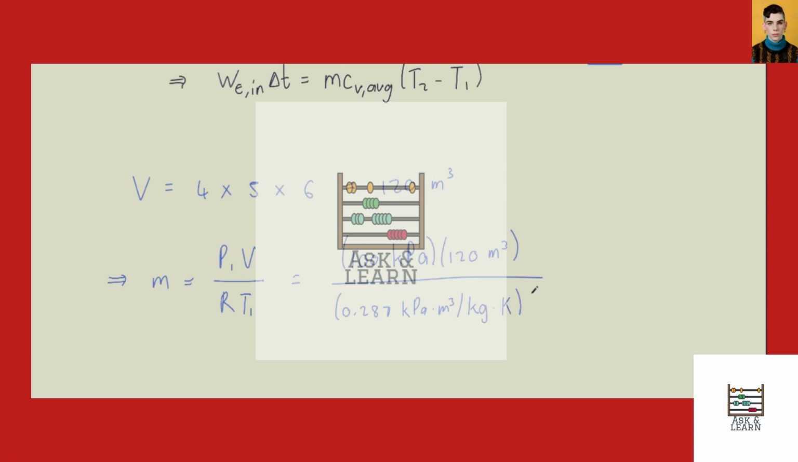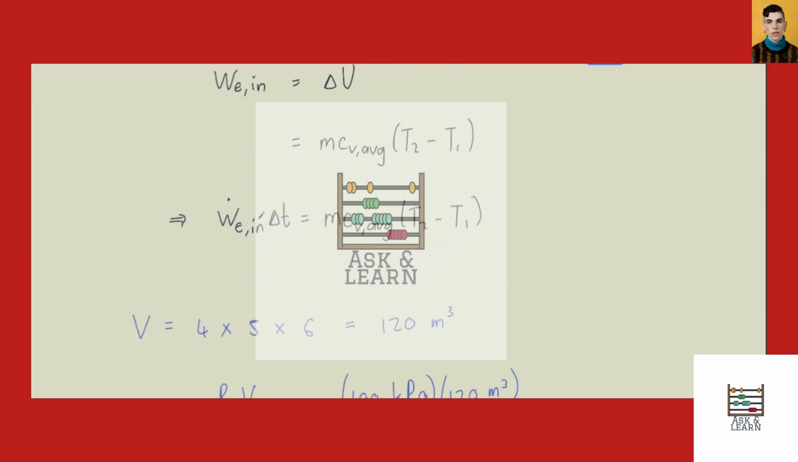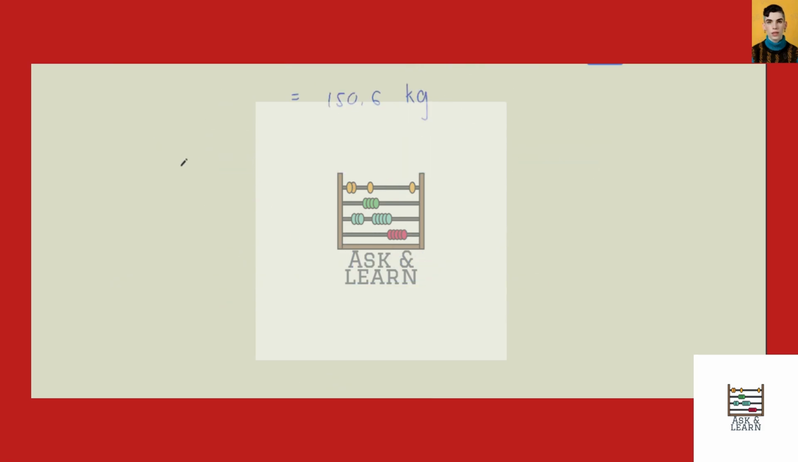And that's multiplied by the temperature of 278 Kelvin, T1, which is 5 degrees Celsius. And hence we get the mass of air to be 150.6 kg. Now we can use this mass back in our energy balance equation, and we can find our power rating of the heater.